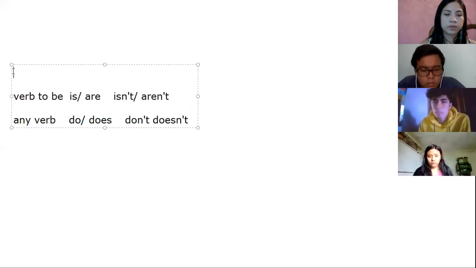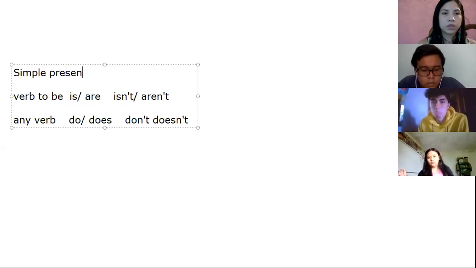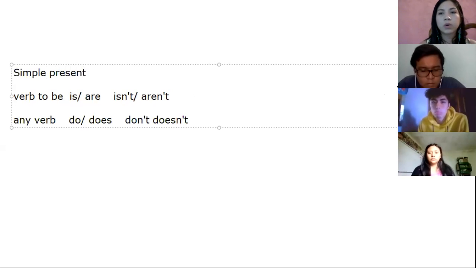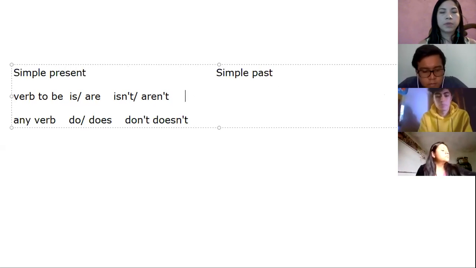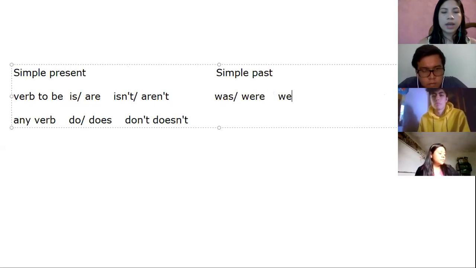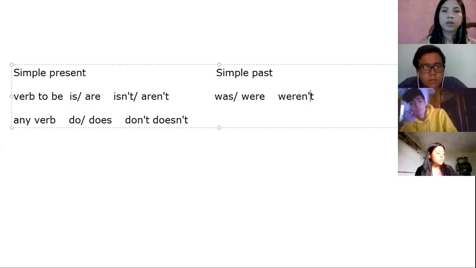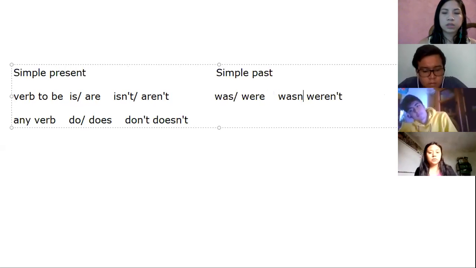So question tags for simple present are these. In simple present, we can use verb to be or auxiliaries with any other verb. If you're going to use simple past, the verb to be in simple past would be was, were, and the auxiliary of the verb to be in negative, weren't or wasn't.